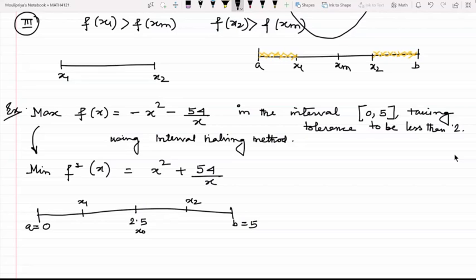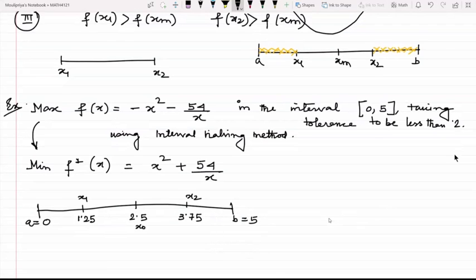So what is x1? It's 0 plus 2.5 by 2. It's 1.25. And what is x2? It's 2.5 plus 5 by 2. It is 3.75. Am I correct?